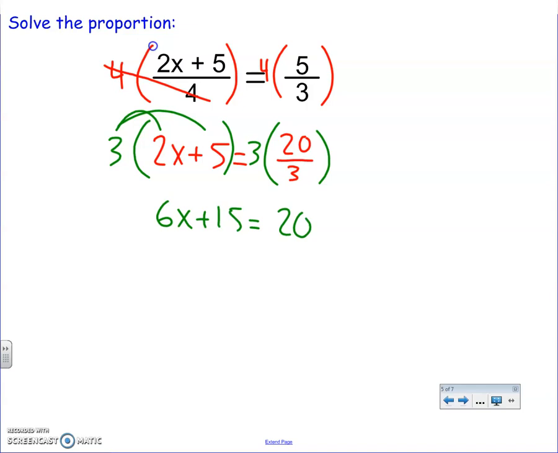Now there's an easy algebra problem with no fractions. You're going to subtract 15 from both sides. So that is 5. Then you divide both sides by 6. Answer is 5 over 6. And it's okay to have a fraction answer.